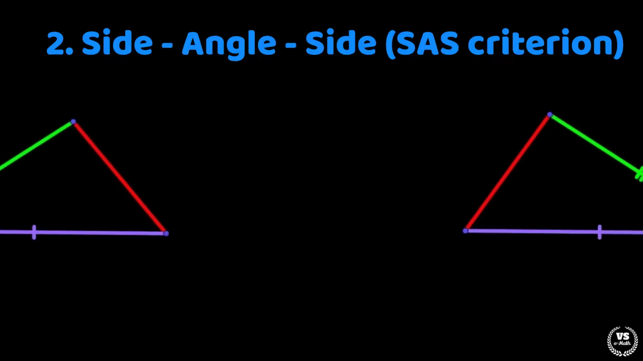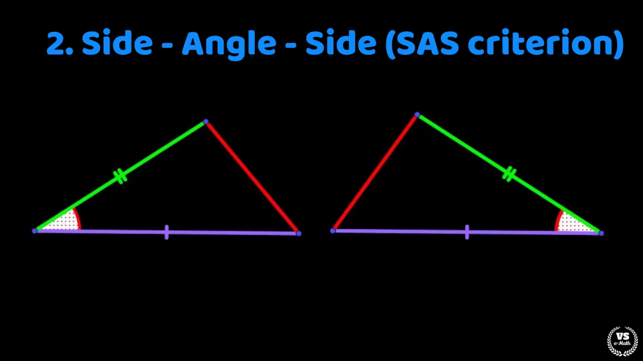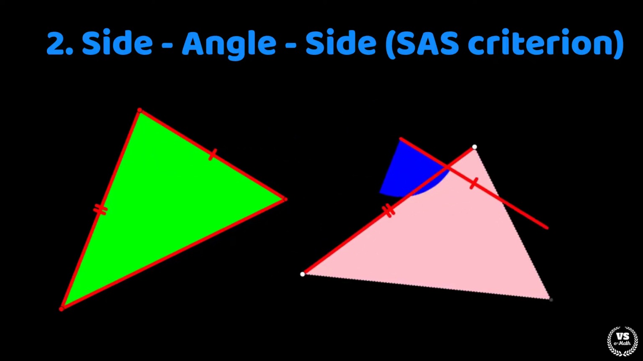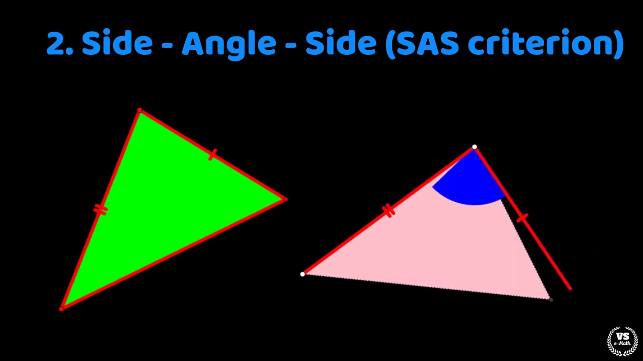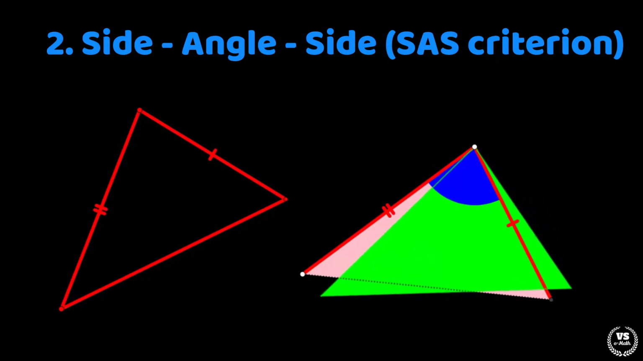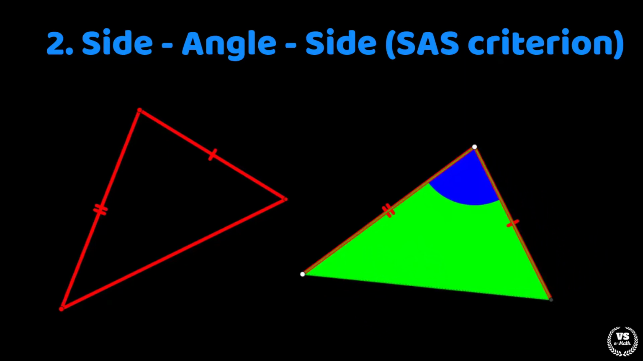SAS means 2 sides and the included angle. So, if any 2 sides and the included angle of one triangle are equal to the corresponding sides and the included angle of the second triangle, then they are congruent. Yes, we want the visual proof, isn't it? Yes, now watch this. So, the second one is also true.